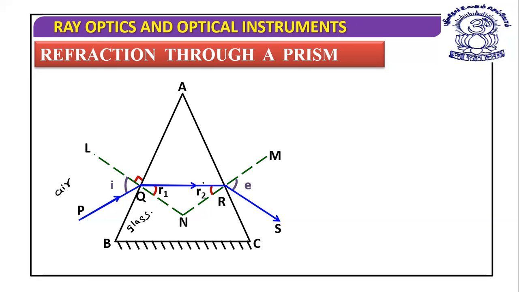At point R on surface AC, light is again moving from glass to air, so it will bend away from the normal. So RS is the finally refracted ray. RS is called the emergent ray. Angle of incidence on surface AB is I and angle of refraction is R1. Angle of incidence on surface AC is R2, and the angle made by the emergent ray with the normal is called the angle of emergence.